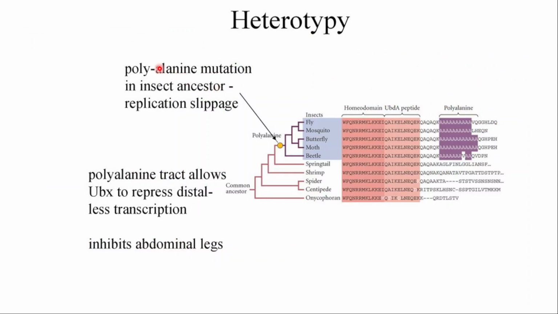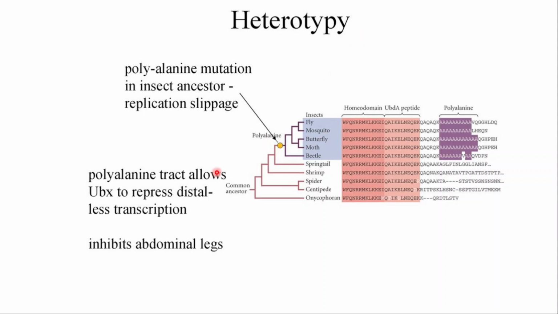Polyalanine is the mutation. Polyalanine mutation in the insect ancestor by replication slippage. So what happens? Polyalanine tracts allow UBX to repress distal-less transcription. So the phenomenon is actually correct. Ultrabithorax inhibits distal-less transcription in the posterior segments of the insect, inhibits abdominal legs, but it is the polyalanine stretch which is responsible for the inhibition, not the polyarginine stretch. So this was a technical question, and this is an example of heterotypy. Heterotypy means the change in type of gene or expression.